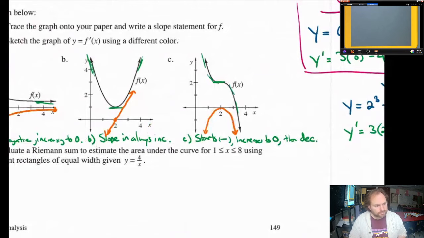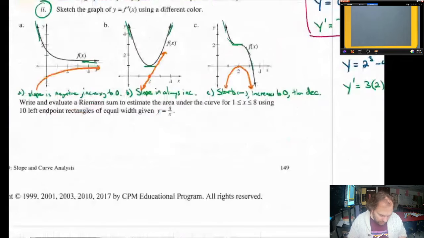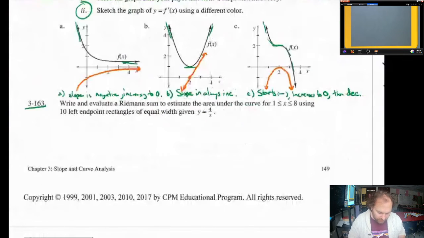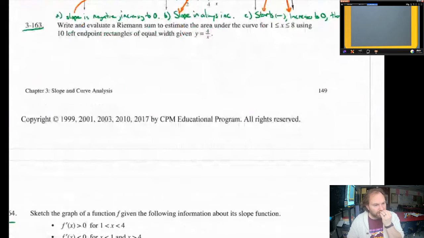Like that. Just graphing the slopes. Okay. The next question is a review of our Riemann sum thing we were doing back in the first and second chapters. We should keep this fresh in our heads as it becomes more and more applicable. We're going to write and evaluate a Riemann sum to estimate the area under the curve from 1 to 8 using 10 left endpoint rectangles of equal width.